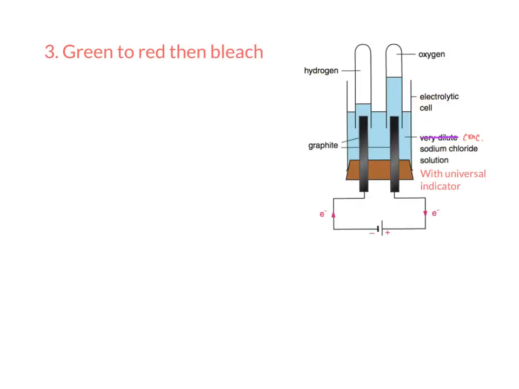The last one will be a little bit special. It's about green to red, then bleach. Bleach means that it turned colorless. The indicator originally has color, and after they bleach, they will become colorless, removing the color. In this situation, you have to refer to concentrated sodium chloride solutions, which you can find as examples on pages 16 to 17 in the textbook.